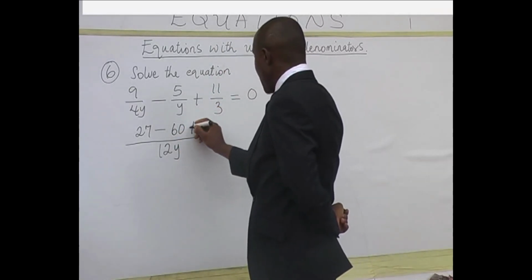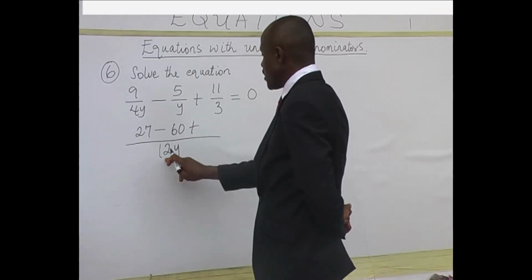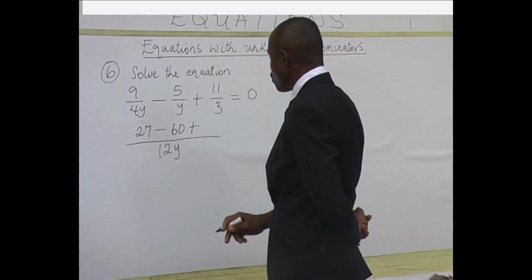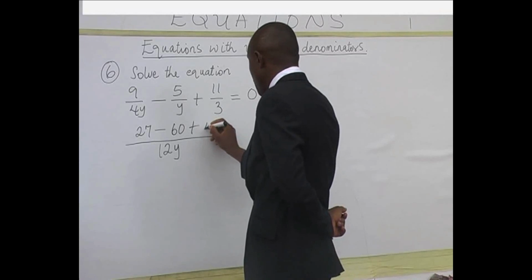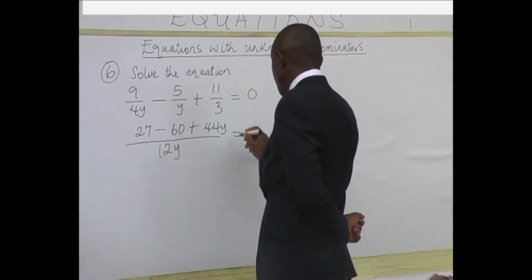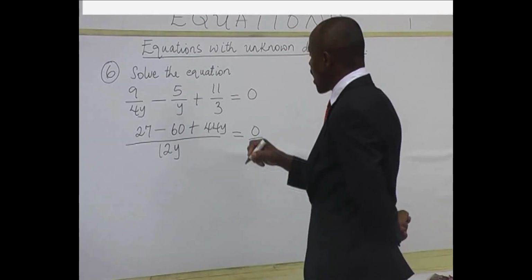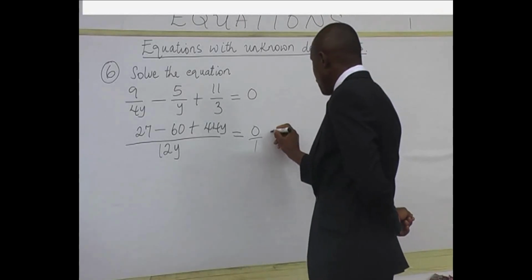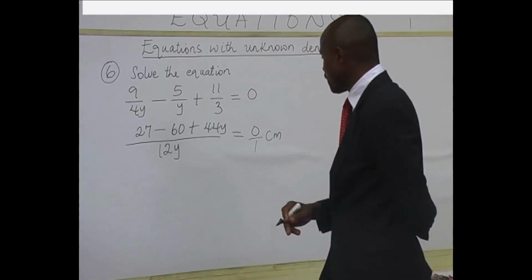Bring down the sign of addition. 3 divides 12y. 3 we cancel 12 and leave you with 4. So we have 4y left. 4y times 11 will give you 44y. All is equal to 0. Remember that 0 is 0 over 1 in fraction form. At this level you can cross multiply. This does not mean CM. It means cross multiplication.